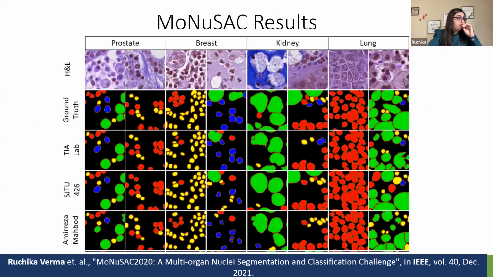After that, here I'm showing one of the images to show results from different teams. The top row shows 2 images from different cancer types. In the second row, I'm showing ground truth results. And these are the segmentation and classification results which were obtained from different participants. The winner team is shown in the third row, whose results were very close to the ground truth, although there were some missing nuclei, as here we can see the missing neutrophil.